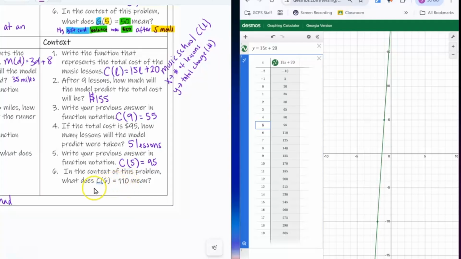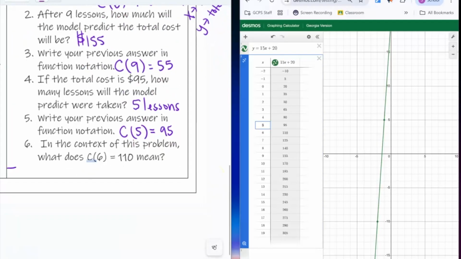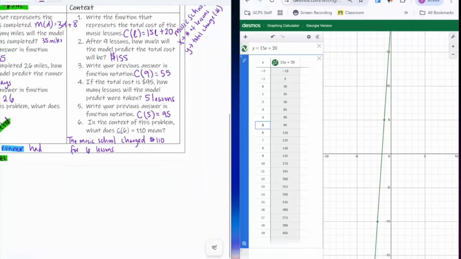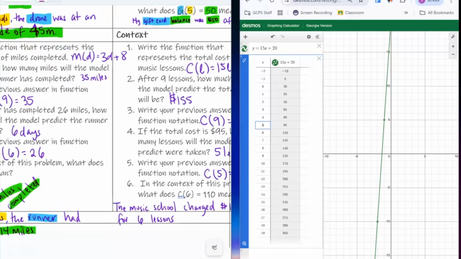I mean, my goodness, you can say a whole bunch of sentences. It's just as long as you use all 3. All right, so I don't know which one I like the best. I'll just say the music school. So that's my name. Charges or charged $110. So that's the cost. That's my Y for 6 lessons. And I should note really what kind of lessons were these that they were charging for. Charges, oh, it doesn't say. Okay. So that's actually enough information.